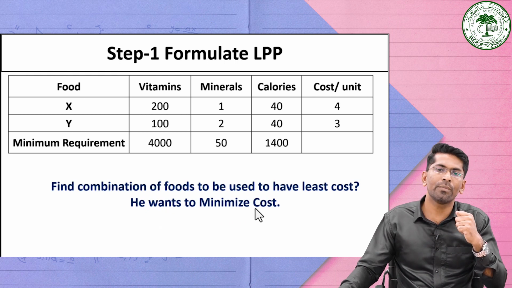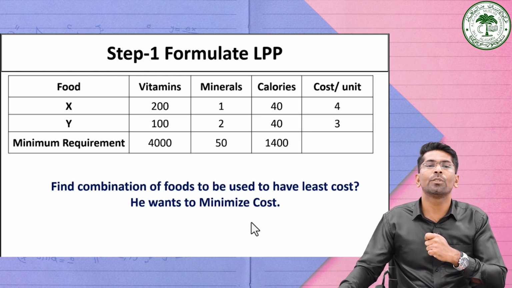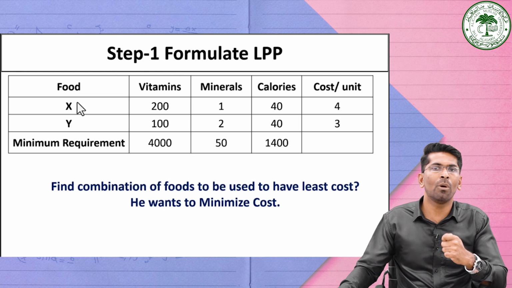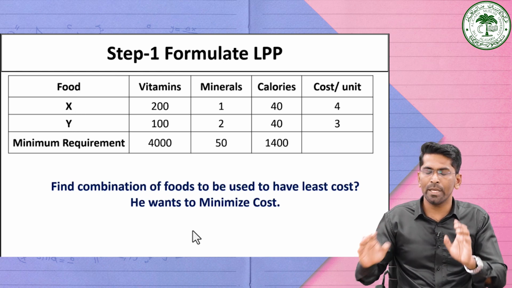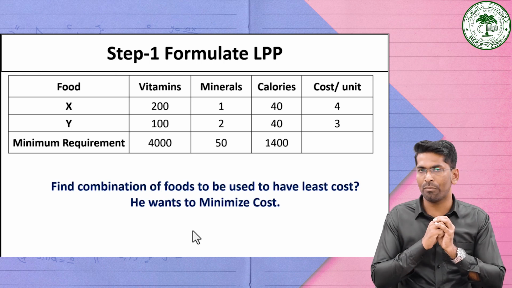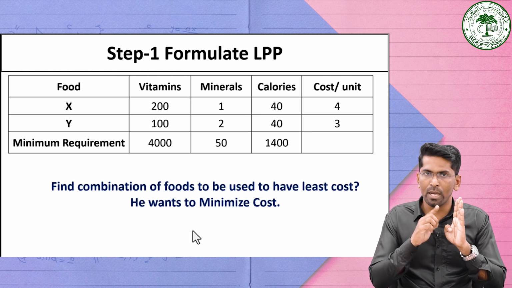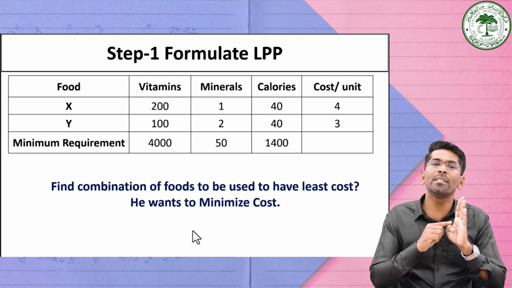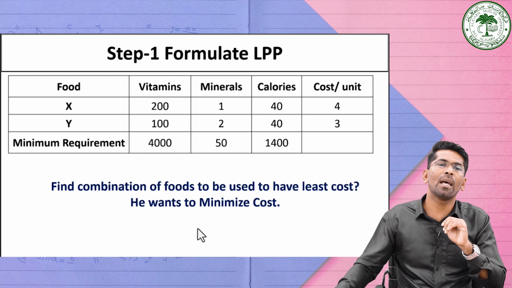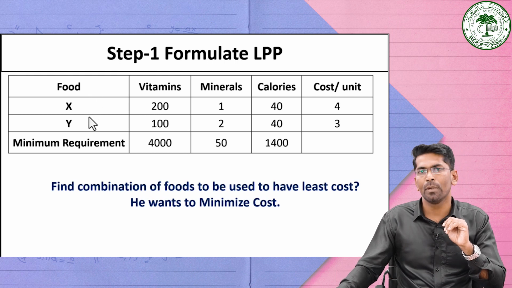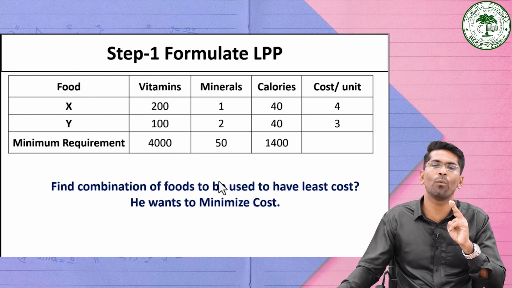Of course, if this is least cost, which means that he wants to minimize the cost, so what will be the combination of X and Y. Here I am going to follow various steps for the formulation of a linear programming problem. First, we have to identify the decision variables. What are the various decision variables here? The decision variables are food X and food Y. So we have two decision variables, X and Y.